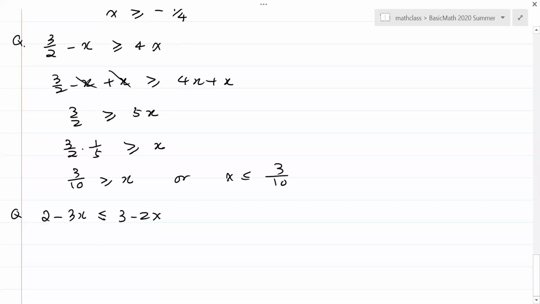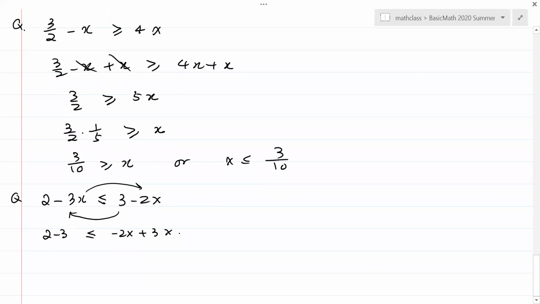All right, so what you do is you move the constant to one side, and move the x terms to the other side. So we can do it like this, move this, move that, okay? So 2 minus 3 is less than or equal to negative 2x plus positive 3x. Okay. So you have negative 1 less than or equal to x, or x is greater than or equal to negative 1. Do you get it? Good.